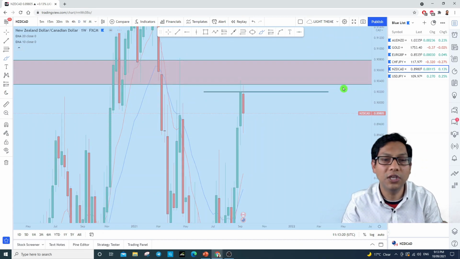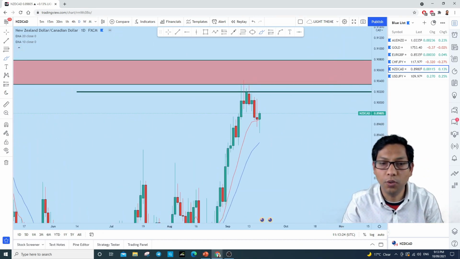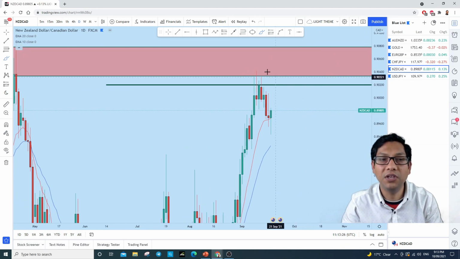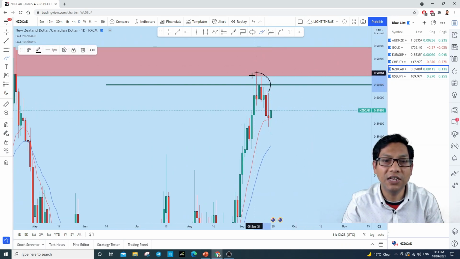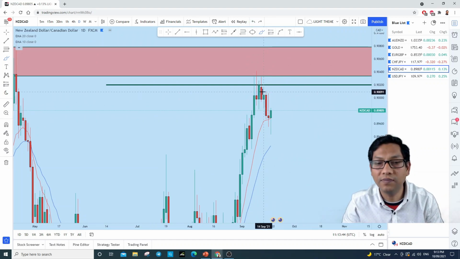Now going down to the daily time frame to see what types of opportunity we may have. On the daily, the picture is very clear. We have seen there is a head and shoulders pattern. Here it's a clear head and shoulders pattern. This green candle and red candle is the head, and then this green and this red are the two shoulders. So from here, after this head and shoulders, we have seen a drop.